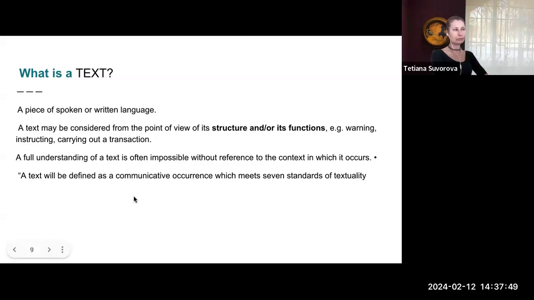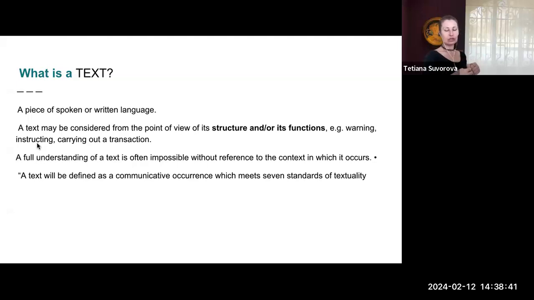Then, a text may be considered from the point of view of its structure and its functions, for example, warning, instructing, carrying out a transaction, and so on. So when we see or hear a text, we perceive it not just word by word. We perceive it in general. If it is an oral presentation, of course, we take into consideration the tempo of speech, whether the person is calm or not, the speed, but also the accent. We perceive some individual characteristics.